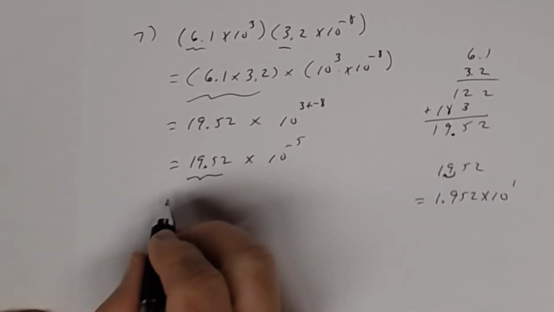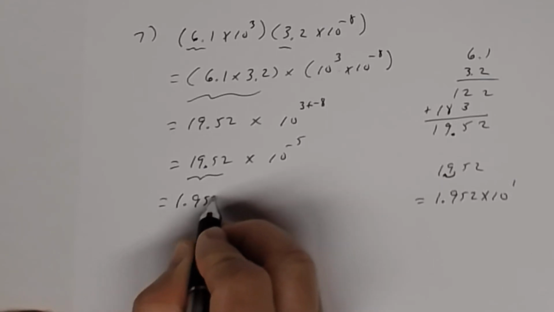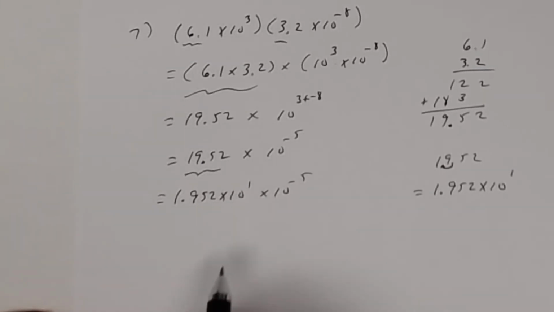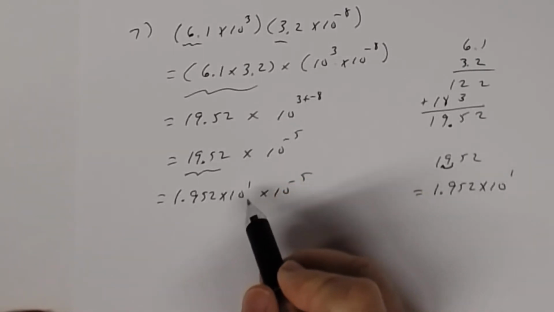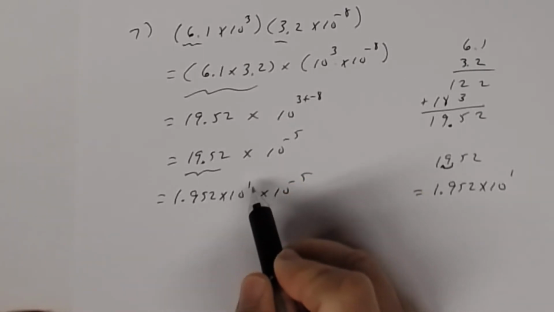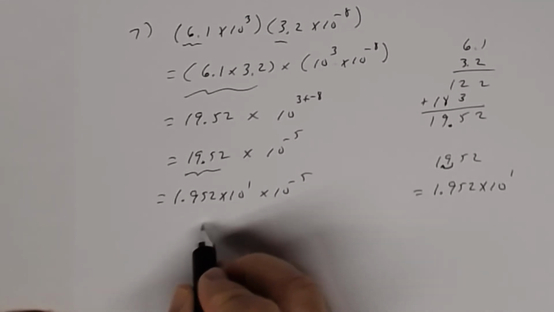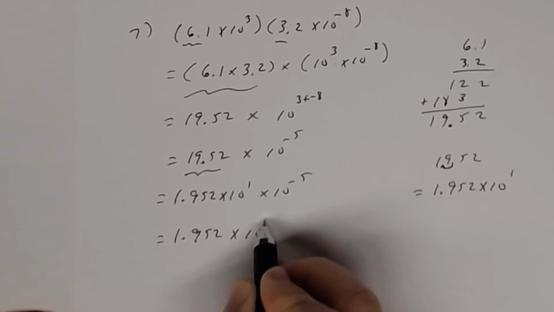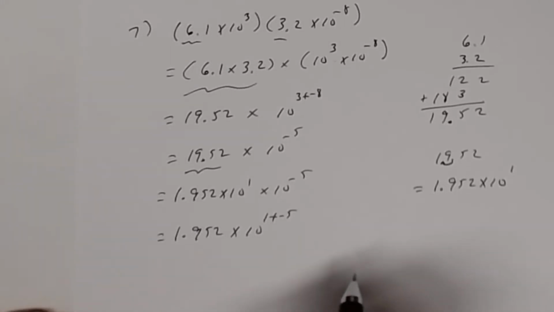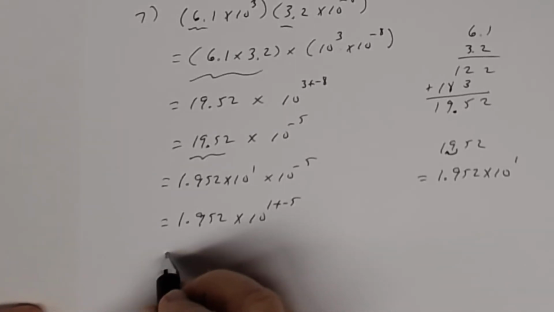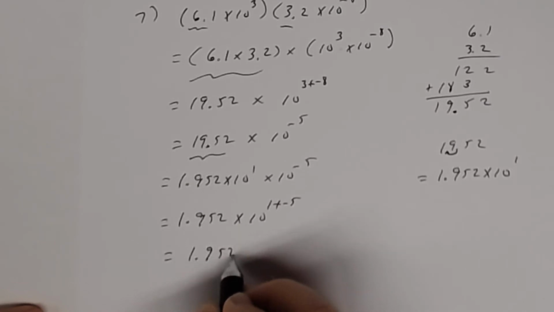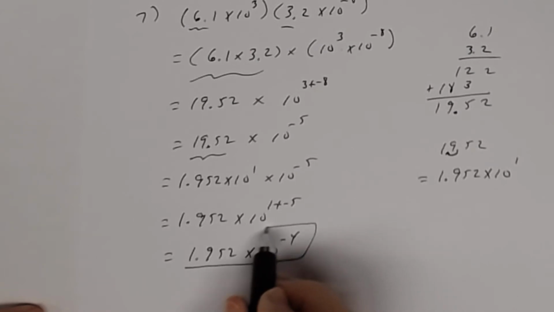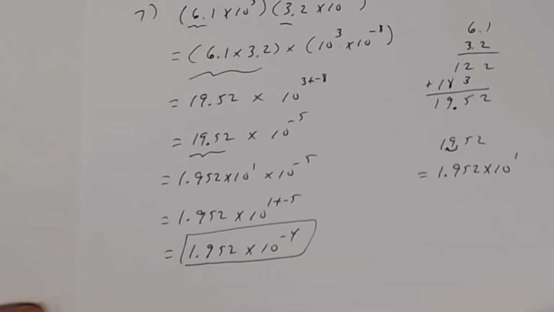So I get 1.952 times 10 to the first times 10 to the negative fifth. And just like we did here, I'm multiplying like bases, so I'm going to add exponents. So this becomes 1.952 times 10 to the 1 plus a negative 5. And then 1 and negative 5 is a negative 4. So I get 1.952 times 10 to the negative 4. And that's the answer for number 7.